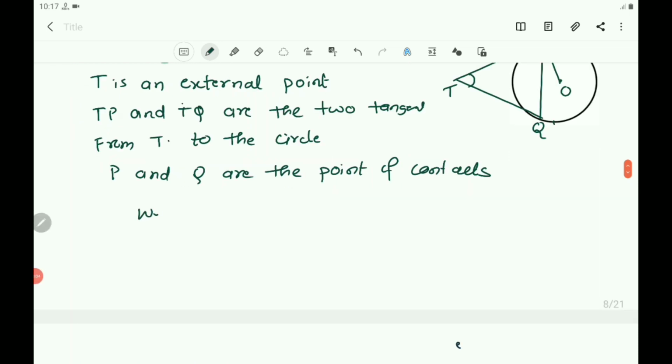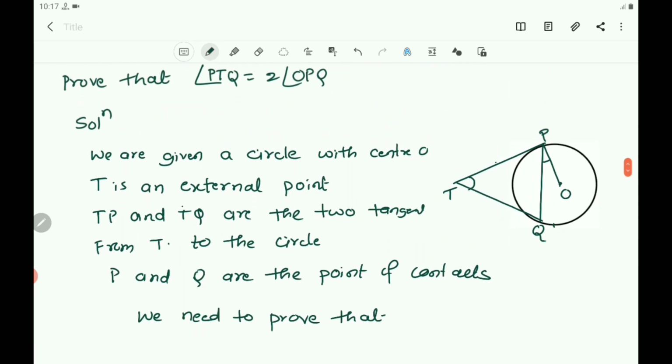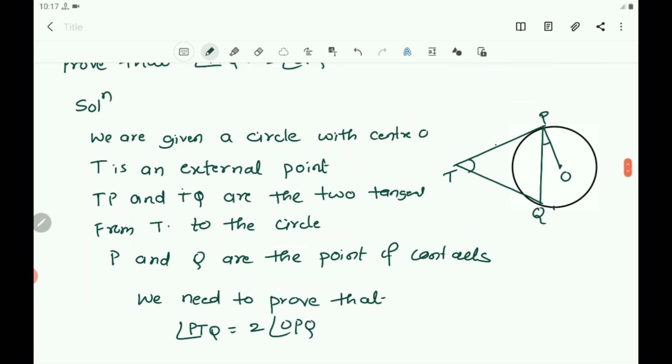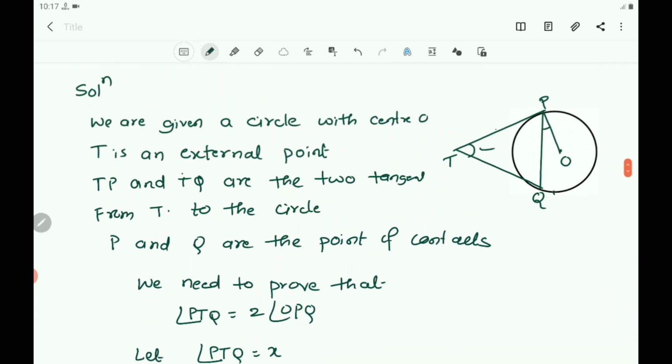We need to prove that angle PTQ equals 2 angle OPQ. Now let us denote angle PTQ. Let angle PTQ equal x. And also you know that TP is equal to TQ according to the theorem that you have proved previously.